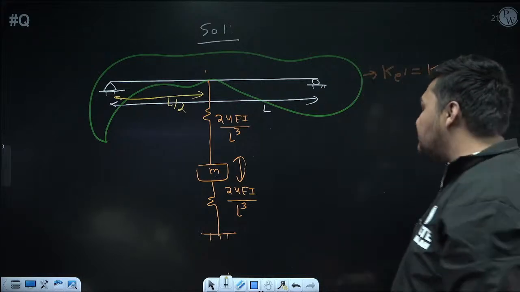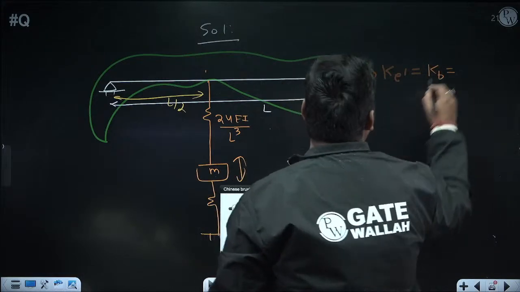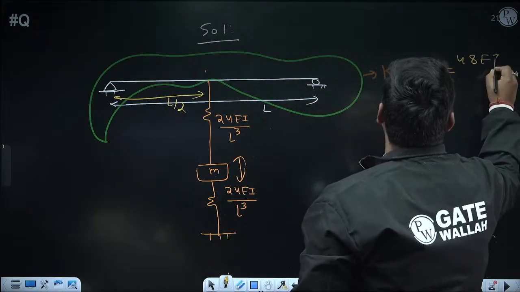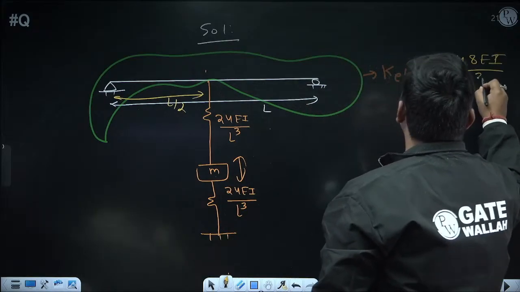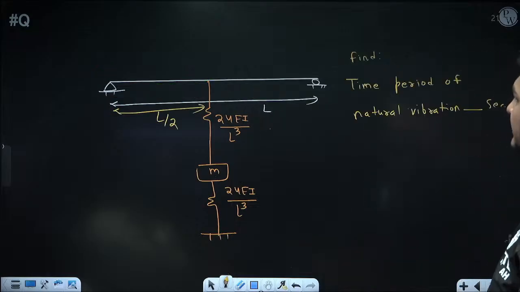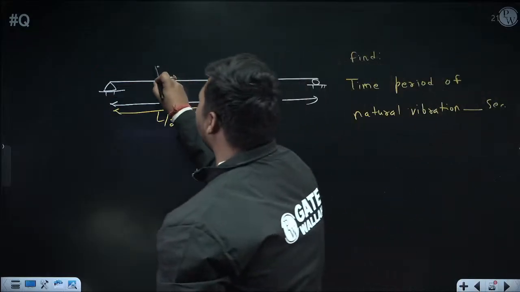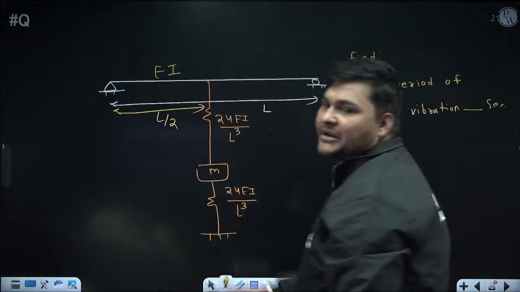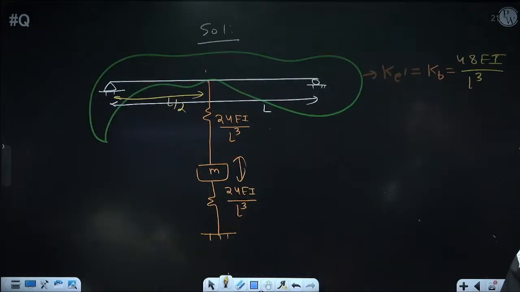And if delta is PL cube by 48 EI, stiffness will be 48 EI upon L cube. Here the bending stiffness of this beam is 48 EI upon L cube, where EI is flexure rigidity of this beam. It will be given in the question. Don't worry. So 48 EI upon L cube. So we have calculated KB.